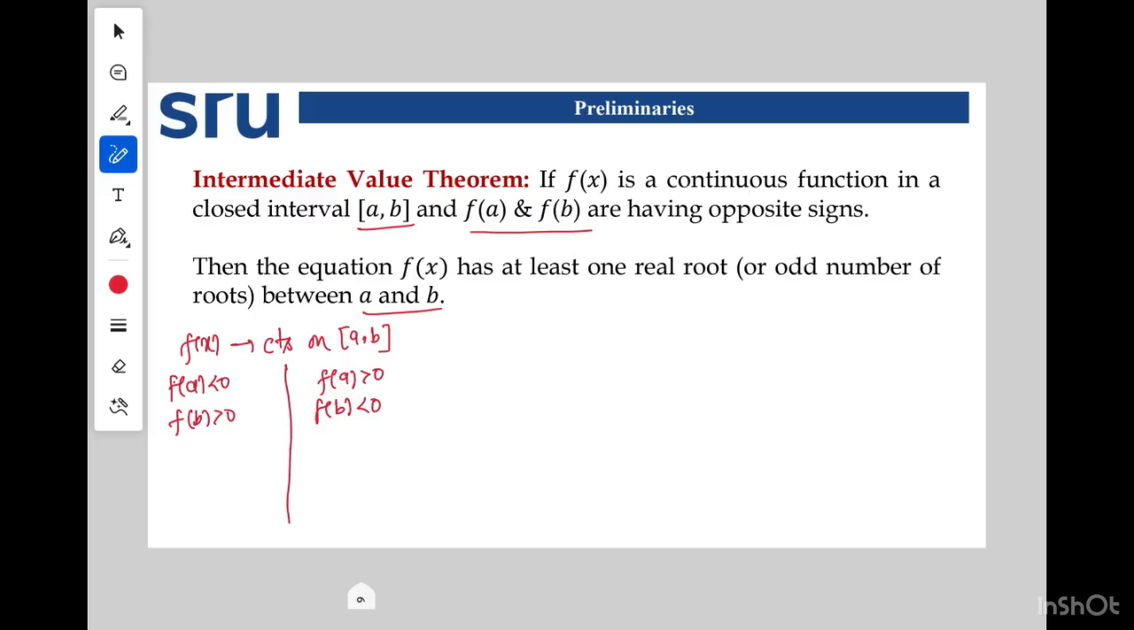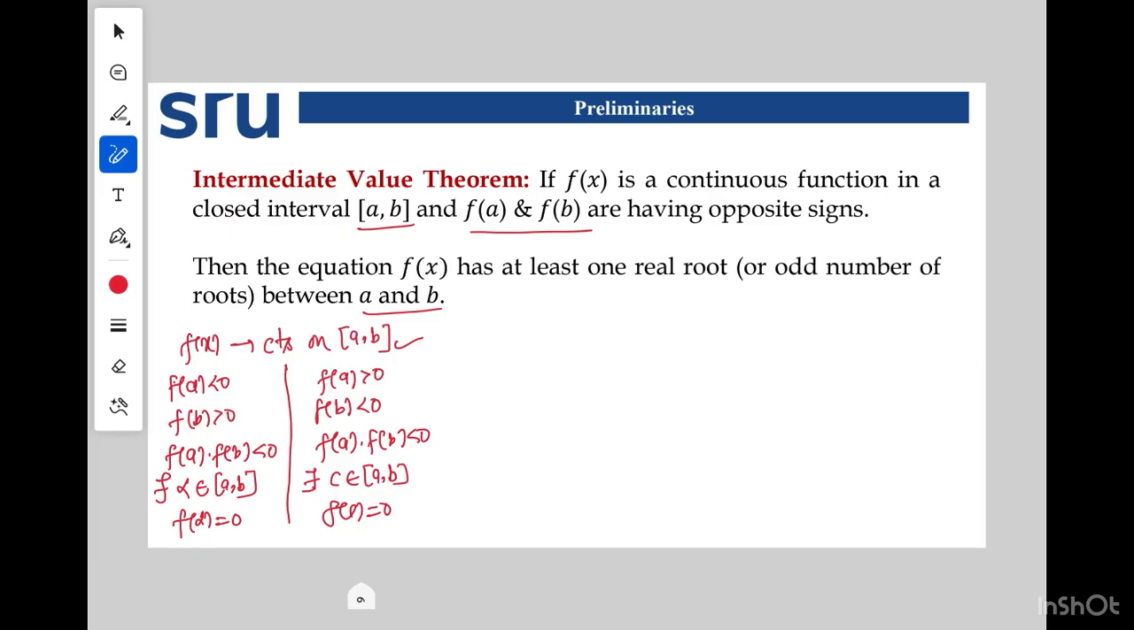By the intermediate value theorem we can write f(a) times f(b) is less than 0, in both cases. So by the intermediate value theorem we can say that the equation f(x) = 0 has at least one real root in the interval [a, b]. That means there exists at least one alpha belonging to [a, b] such that f(alpha) = 0. In the second case, there exists at least one c belonging to the interval [a, b] such that f(c) = 0.